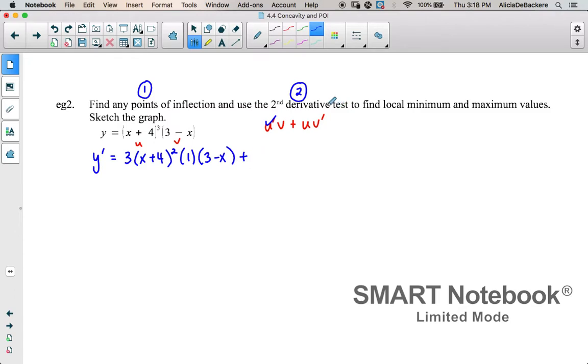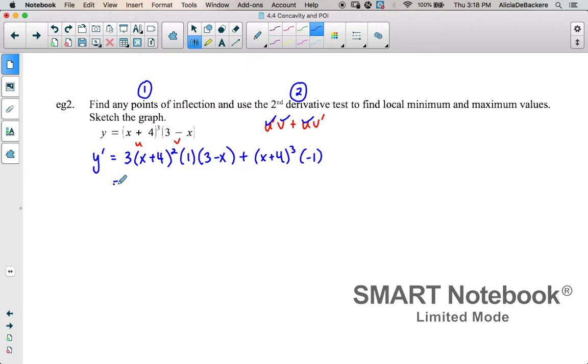And now I add. This time I'm going to leave the u function alone, and then take the derivative of v. The coefficient in front of the x here is -1, so the derivative of this one is -1. Watch for that.